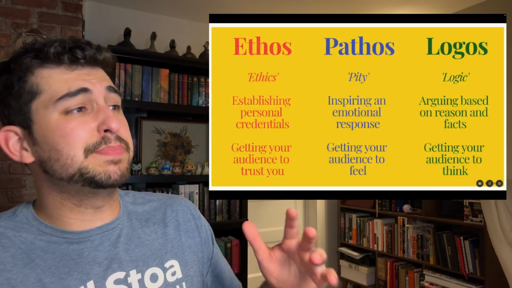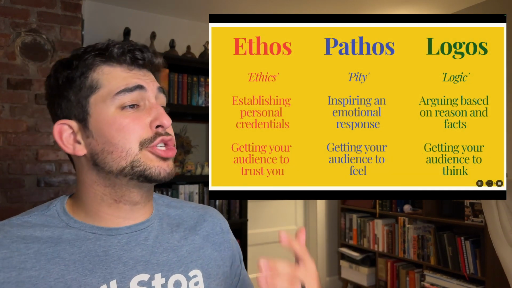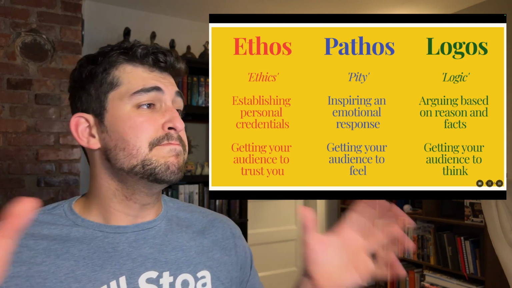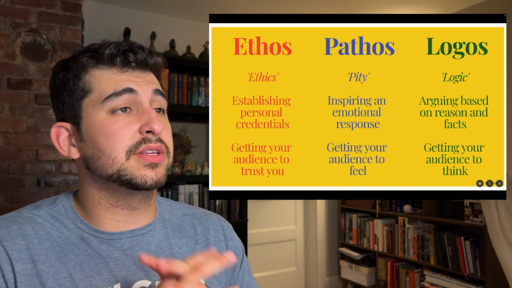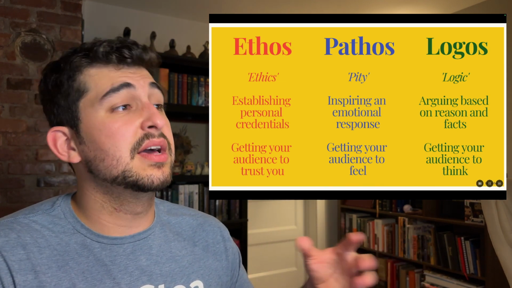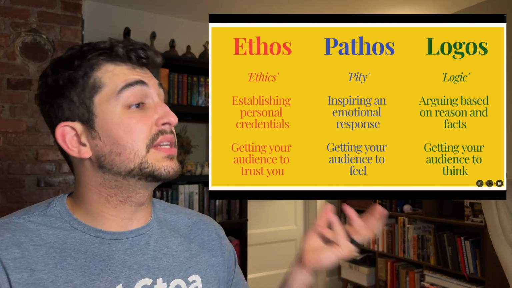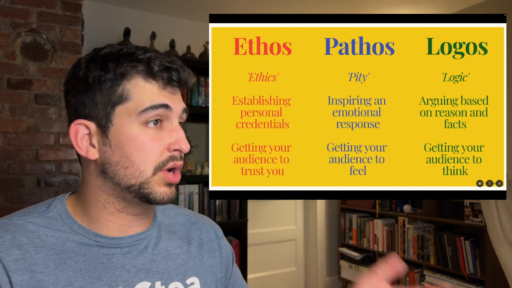I like this picture right here, and it shows us what these are, what we can simplify them down to, right? So you have ethos, pathos, and logos, right? So ethos is ethics, establishing personal credentials, getting your audience to trust you.